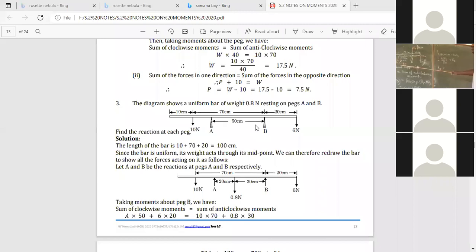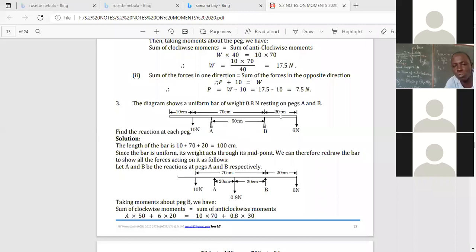RB, 20 plus 20. No, wait a bit. Look at the pivot A and you measure those. 70 was 20 beyond A. The distance between the pivots is 50. It is the one below. You see what I'm doing with the diagram? 50 plus 20.